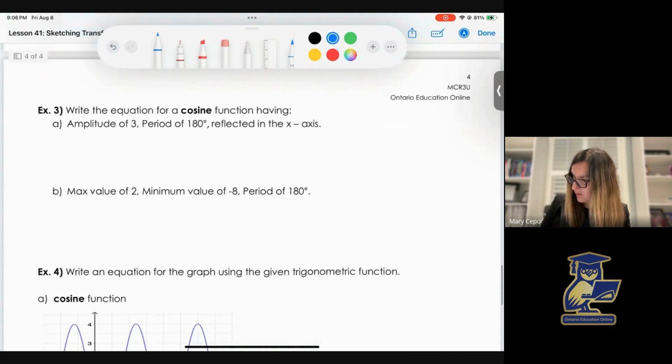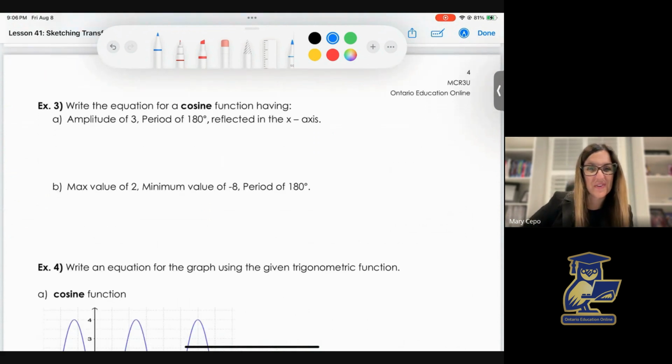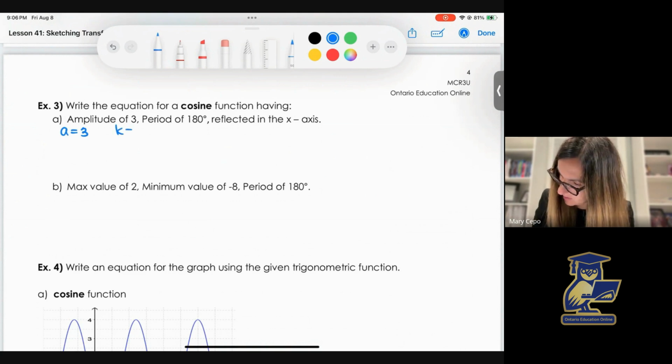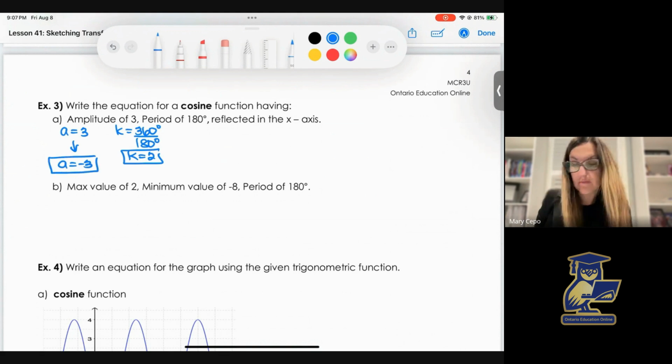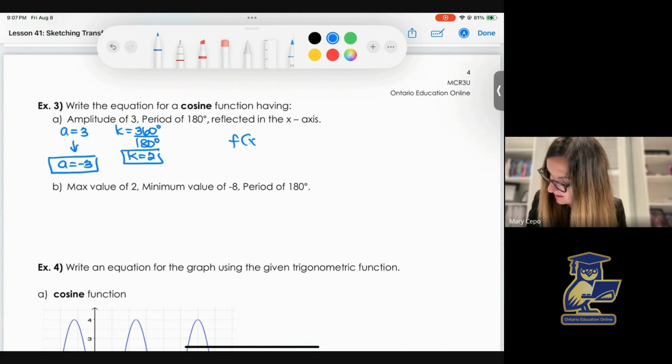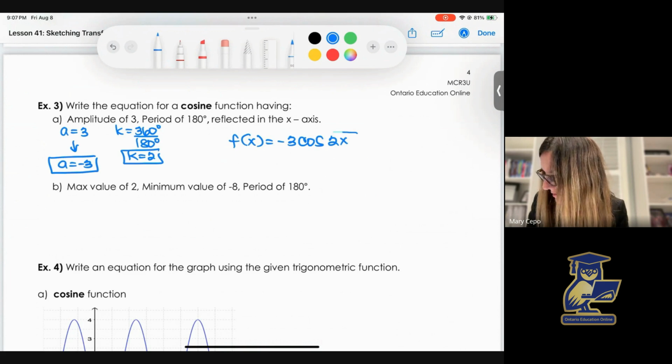Okay, now we're looking at the cosine function. So write the equation for a cosine function having an amplitude of 3, period of 180 degrees, and reflected into the x-axis. So a is equal to 3, the period 180, so we're going to take k is equal to 360 divided by the period, which is 180. So k is equal to 2. It's reflected into the x-axis, so again, a is going to become negative. So we can say f at x is equal to negative 3 cos 2x.